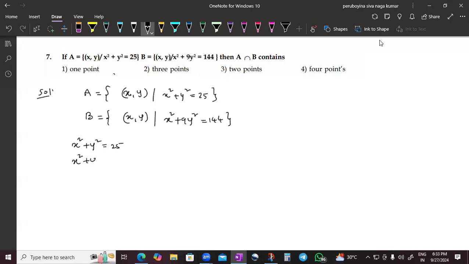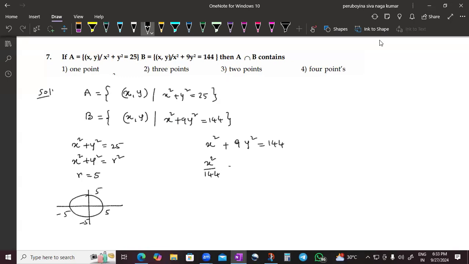We know that x square plus y square is equal to r square. If you compare, r value is equal to 5. So the graph looks like a circle, with plus 5, minus 5 on both axes. The second equation is x square plus 9y square is equal to 144. Dividing by 144, x square by 144 plus 9y square by 144 is equal to 1. So 9 gets cancelled, 144 by 9 is 16, so x square by 144 plus y square by 16 is equal to 1.